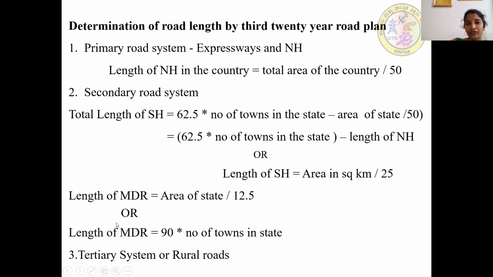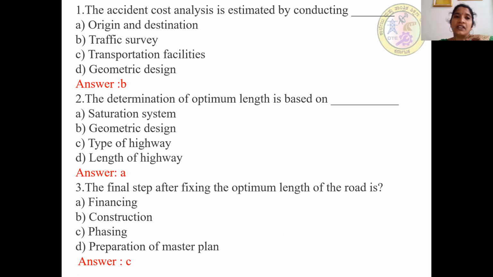Then next, the length of MDR. The length of MDR will be equal to area of state divided by 12.5. Or you can also calculate the length of MDR as 90 into number of towns in the state. Here also you calculate by both formulas, and whichever gives the maximum value, you assume as the length of MDR. Okay. So this completes it, and then we'll go to MCQs.